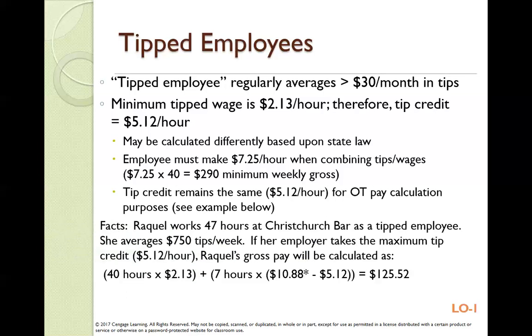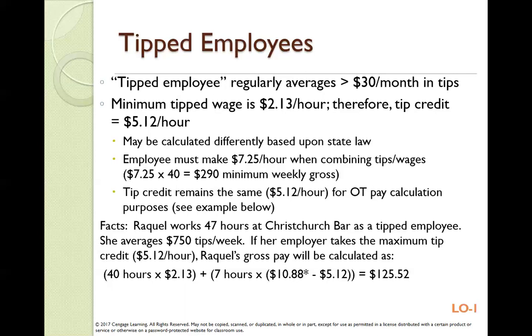So here they're just kind of showing an example. Like Raquel works 47 hours at Chris Church Bar as a tipped employee. She averages $750 in tips a week. If her employer takes the maximum tip credit of $5.12 an hour, this is how her gross pay will be calculated. And in this case, with $750 in tips, she's well exceeding the minimum wage. So they can take that full tip credit.